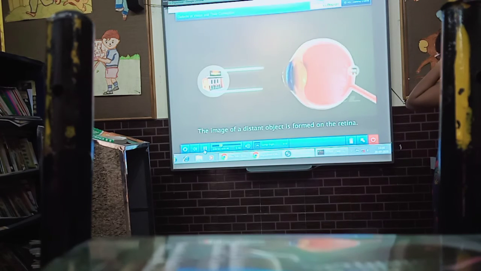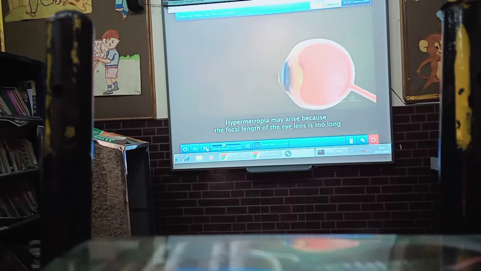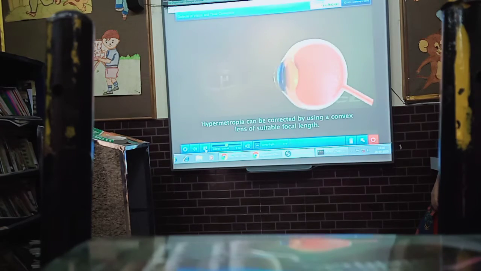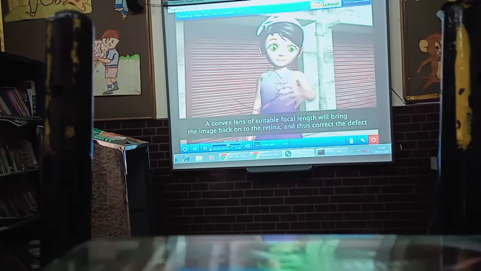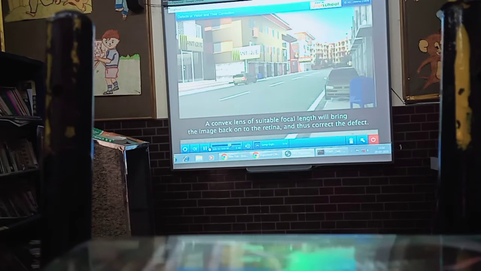The image of a distant object is formed on the retina. The image of a distant object is not formed in front of the retina, but behind it. Hypermetropia may arise because the focal length of the eye lens is too long, or the eyeball becomes too small. Hypermetropia can be corrected by using a convex lens of suitable focal length. A convex lens of suitable focal length will bring the image back onto the retina and thus correct the defect.